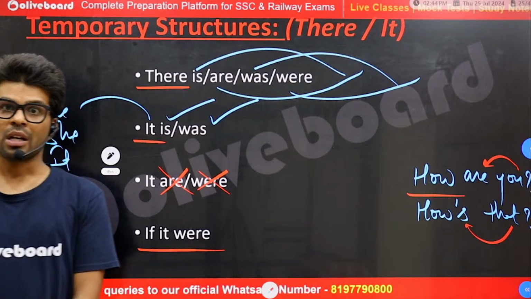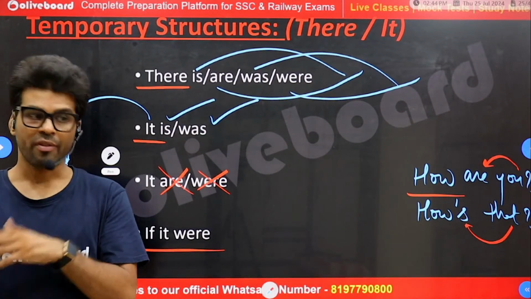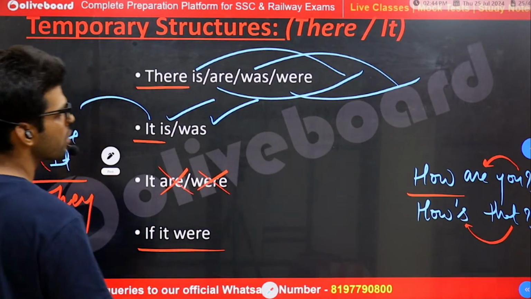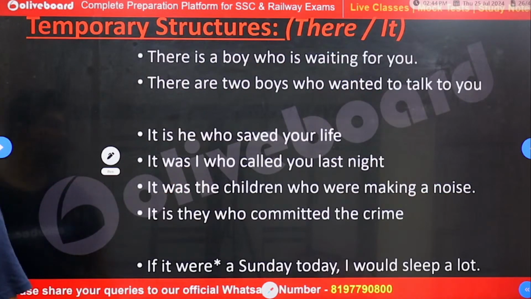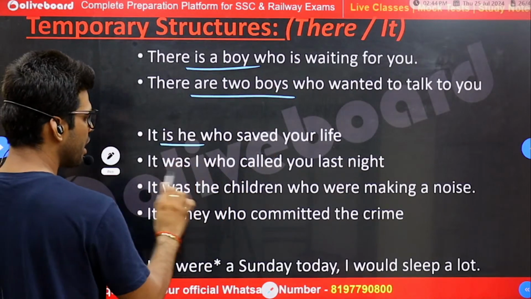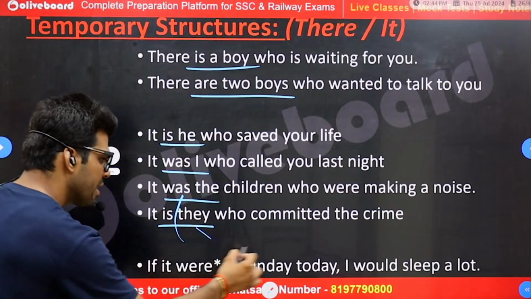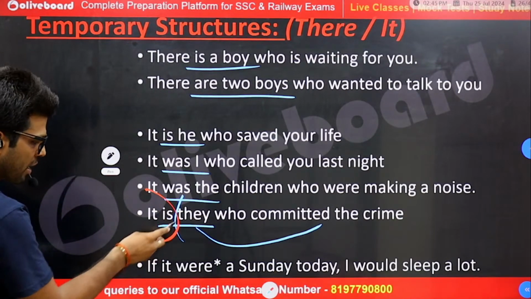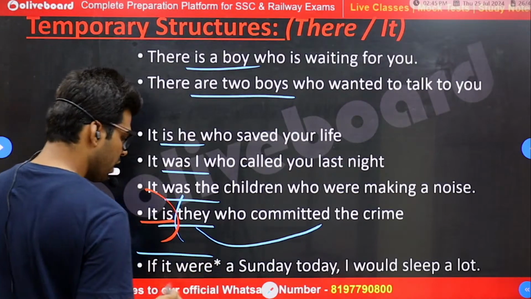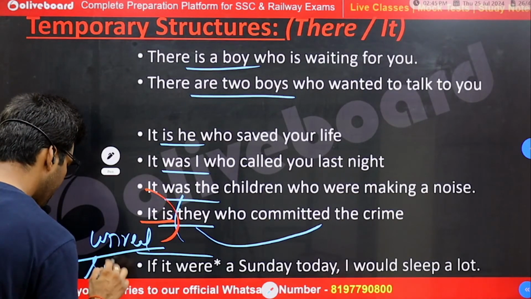except for those conditional clauses. If I were the Prime Minister, if I were a king, if I were you, if I were there, etc. If it were a Sunday today, because this is the subjunctive one, discussing pretty soon. Temporary subjects, there or it. There's a boy. There are two boys for the plural one. It is he, it was I, it is they. Yes, it is they. They can take a plural verb here if needed, but this belongs to it, not they. If it were the unreal condition, say the unreal past, the past subjunctive.